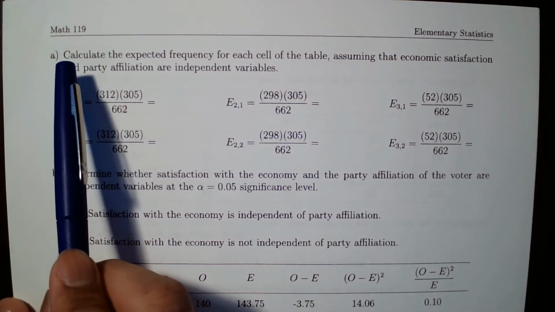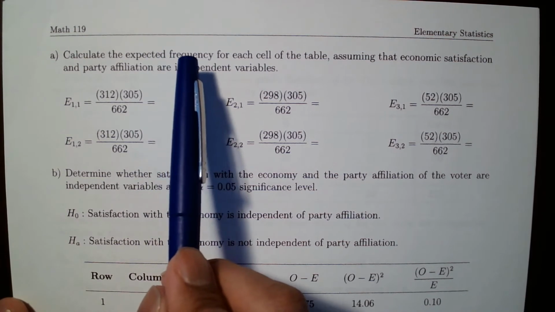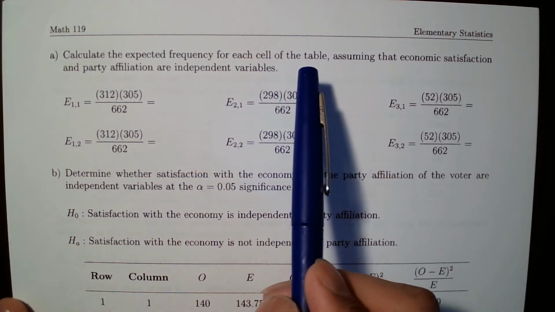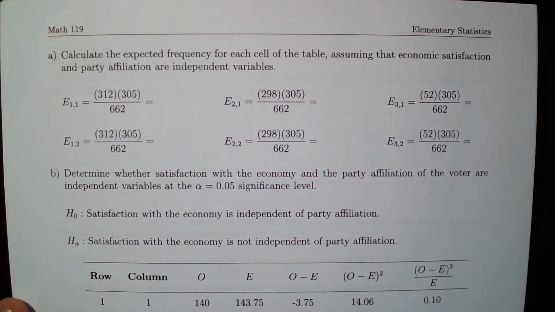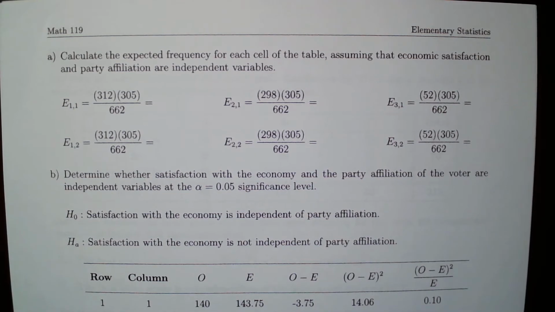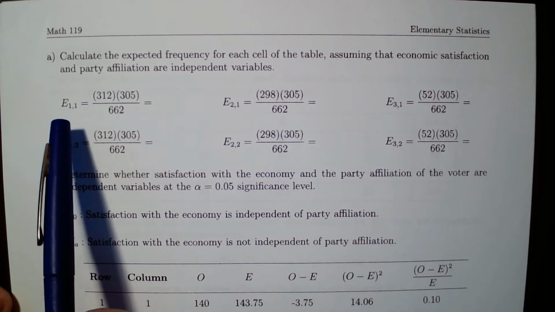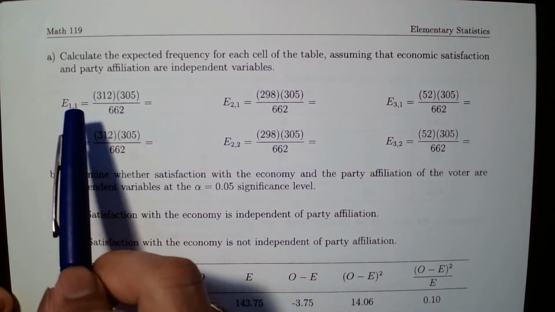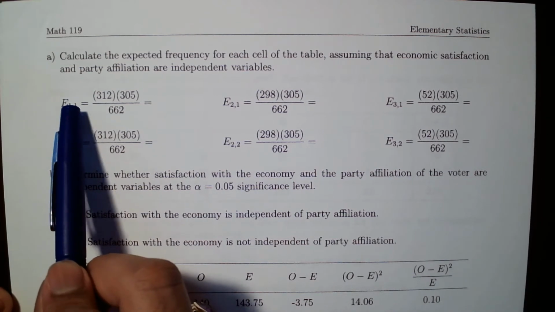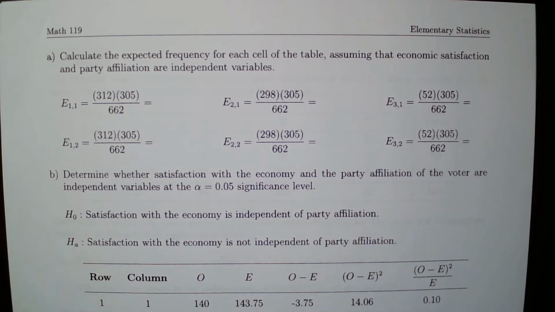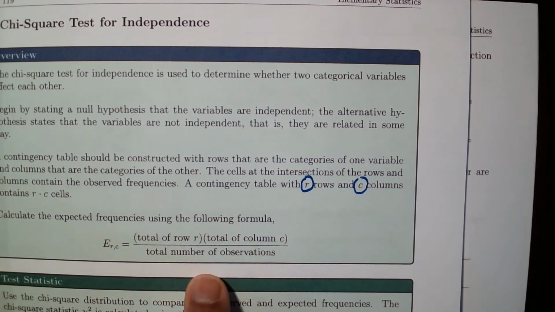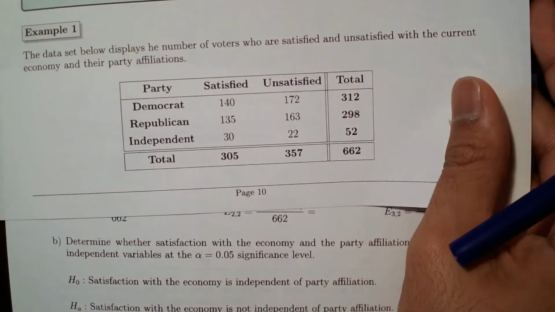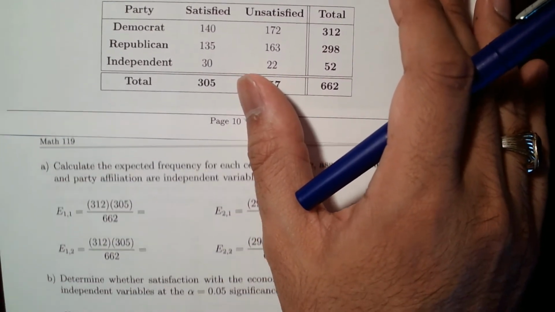So for part A, we are going to calculate the expected frequency for each cell in the table, assuming that these two variables, satisfaction and affiliation, are independent. So E11, what is this? E11 is the expected observation that goes in the first row and the first column. How do we calculate those? Total of row R times total of column C over the total number of observations. I'm going to put this on the top so you can see where everything is coming from.